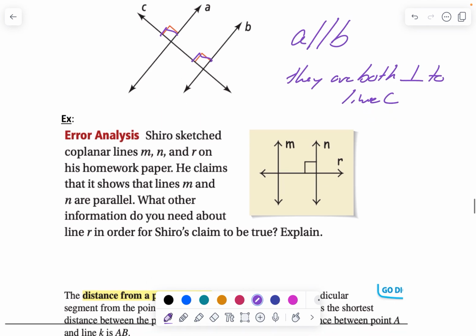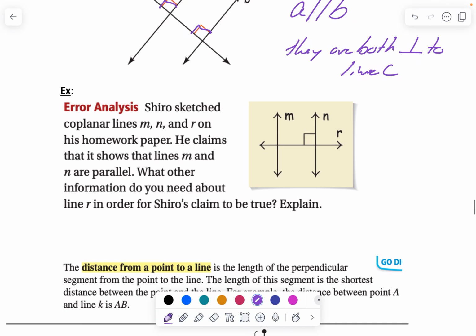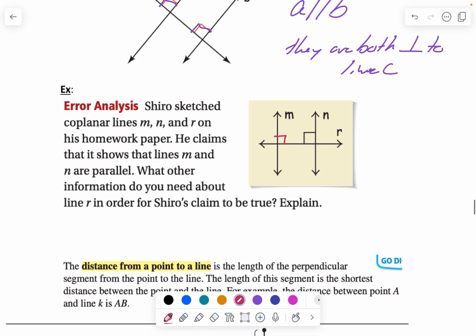Error analysis. Shiro sketched coplanar lines M, N, and R on his homework paper. He claims that it shows that lines M and N are parallel. What other information would we need? We would need to know that they both have to be perpendicular to the same line.